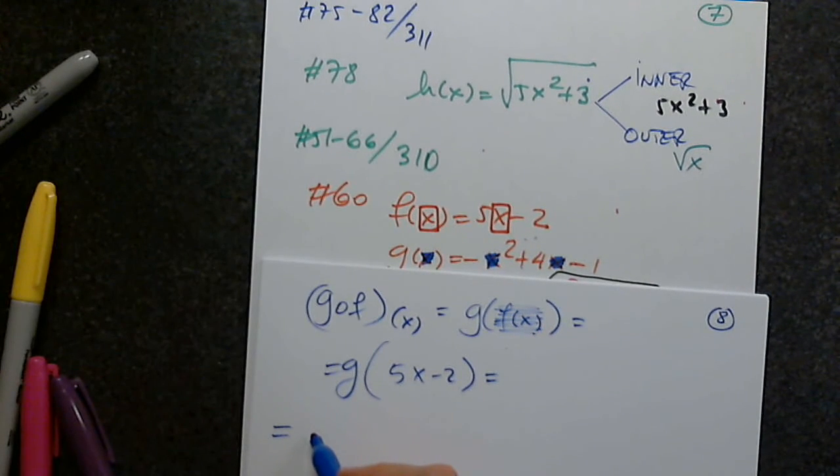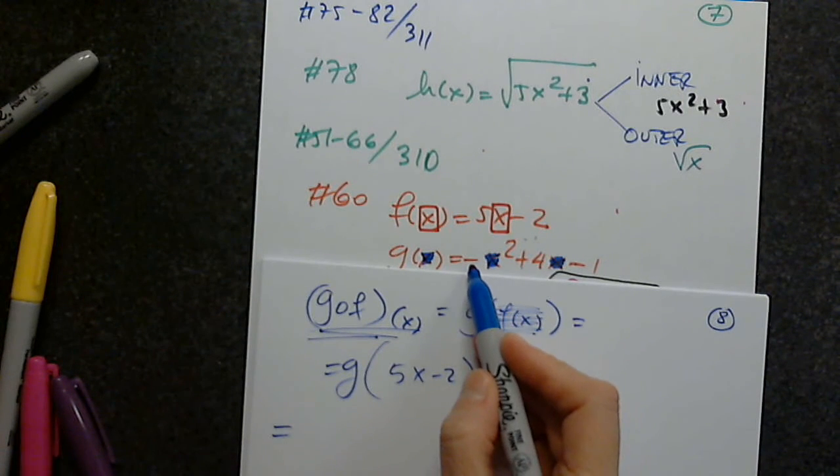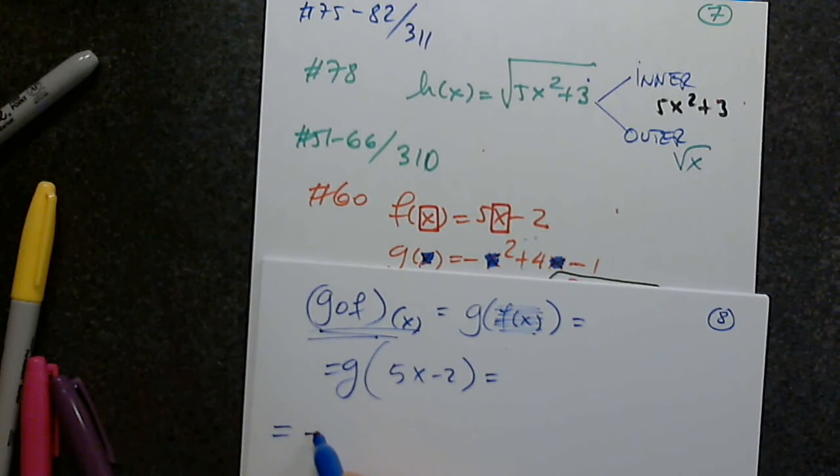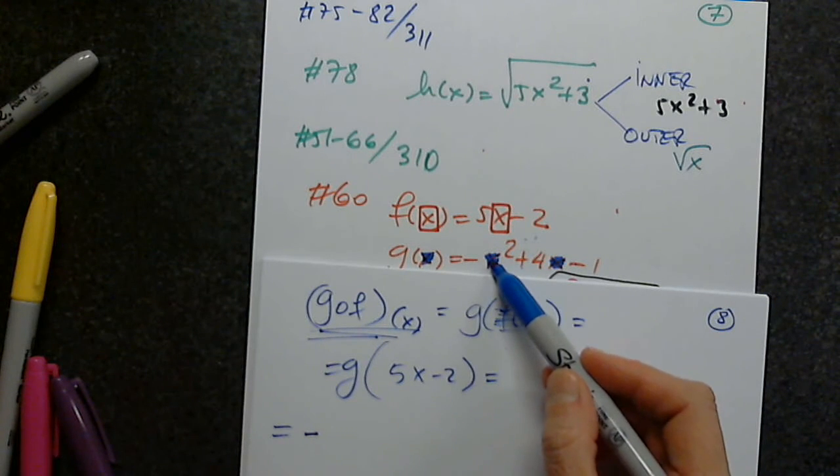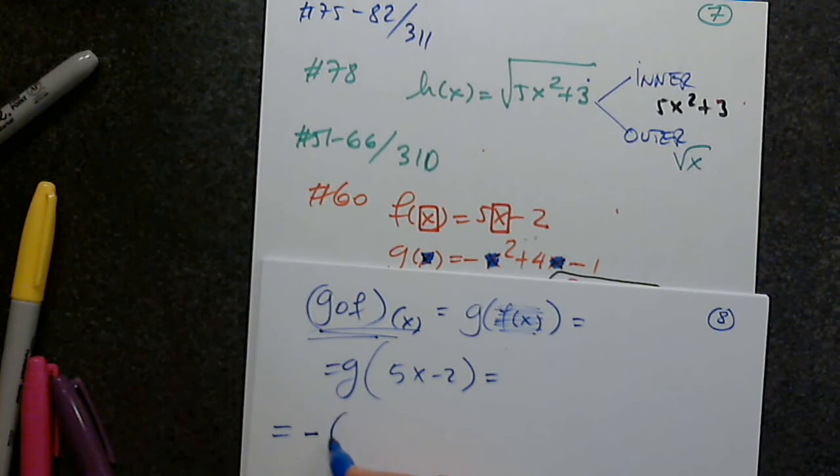Can you use 13? We're on a different function. We're on function g comp f. So first I have negative outside. This piece now is 5x minus 2, and I have to put it in parentheses.